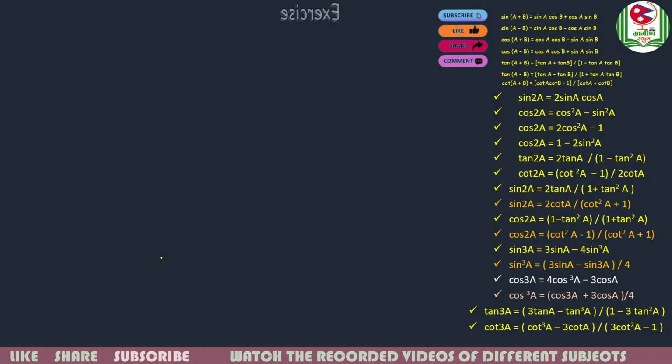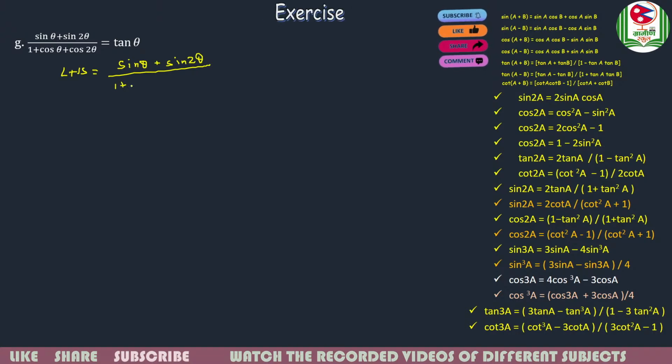Okay, so there is also some remaining here. In G, sin theta plus sin 2 theta upon 1 plus cos theta plus cos 2 theta equals tan theta. I think I have to do this one. So here LHS is equal to sin theta plus sin 2 theta upon 1 plus cos theta plus cos 2 theta.